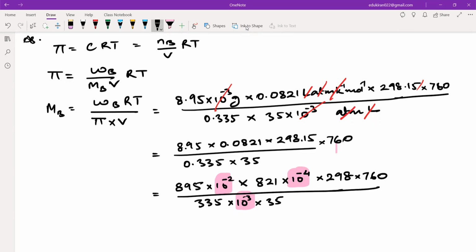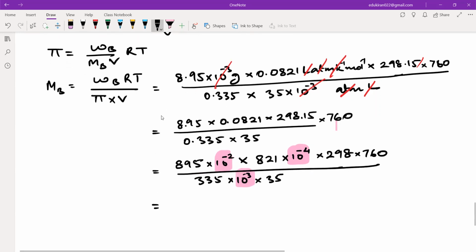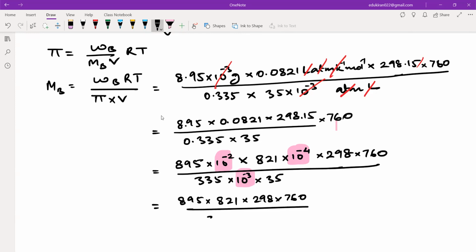Now from here, as you can see, 10 to the power minus 3 is here, and 4 and 6, 10 to the power minus 3 will be above only. So 895 into 821 into 298 into 760 divided by 335 into 35 multiplied by 10 to the power minus 3 will go above. 4 plus 2 is 6, minus 3 will go above, it will be plus 3, and minus 6 plus 3 will be minus 3 grams per mole. Now simplify this one.